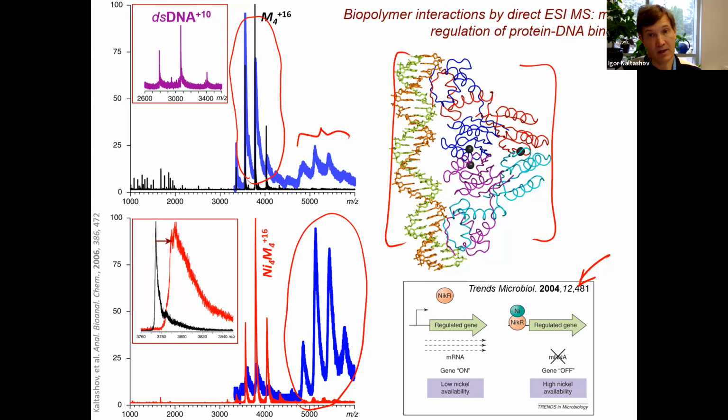And this is, by the way, a very significant shortcoming of this technique known as native MS. It is very difficult to obtain quantitative information. You can get a yes or no answer, but you cannot obtain affinity figures. But there is definitely some binding.